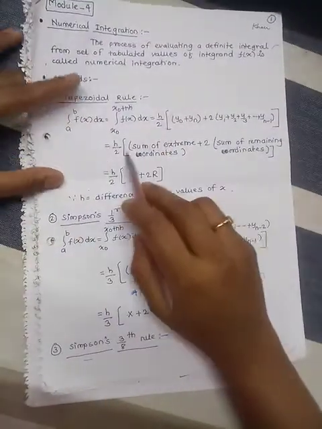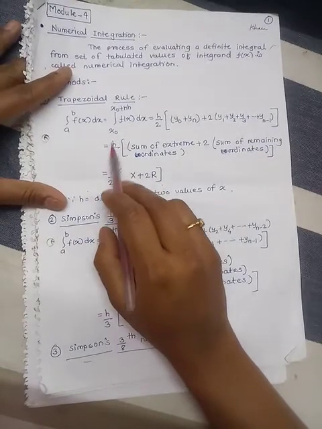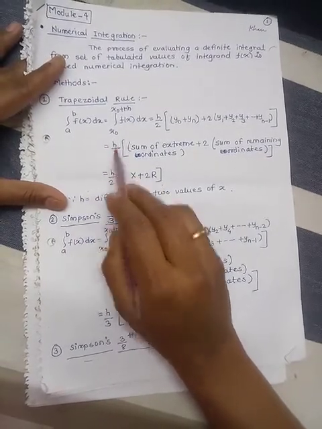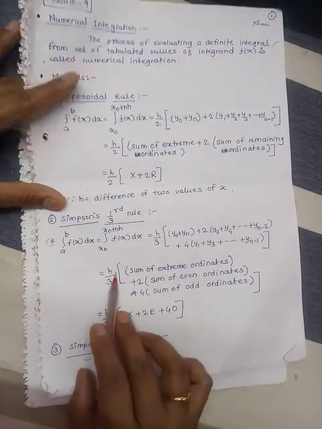For the trapezoidal rule, the term outside the bracket, the h term, will be 1 by 2 h. For Simpson's one-third rule, the h term will be 1 by 3 h.